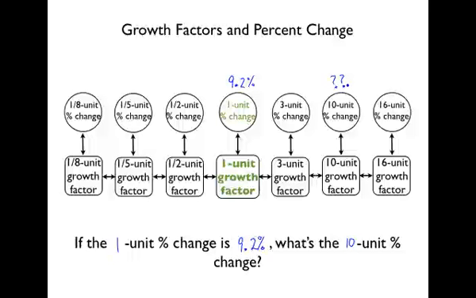So what's the roadmap going to be here? What's it going to look like to figure out the 10 unit percent change given the 1 unit percent change? Okay, let's just mark it off. What are you going to do first? Change that to the growth factor. The 1 unit growth factor, and then? You're going to change that into the 10 unit growth factor, right? And then you can get the 10 unit percent change. See? Stay on the road. It's all about the growth factors. Go, do it.